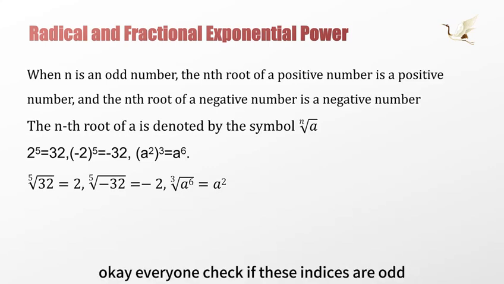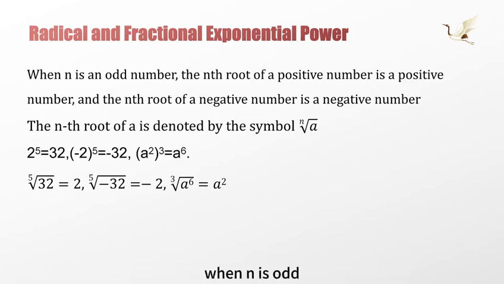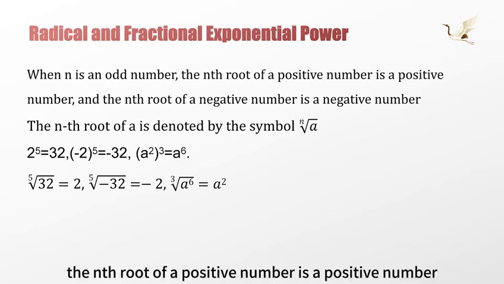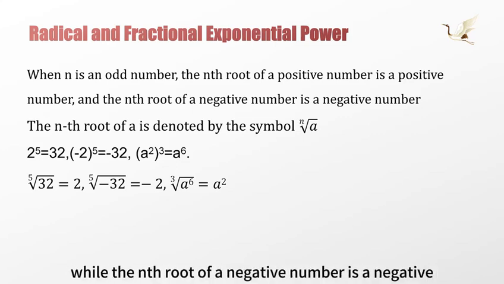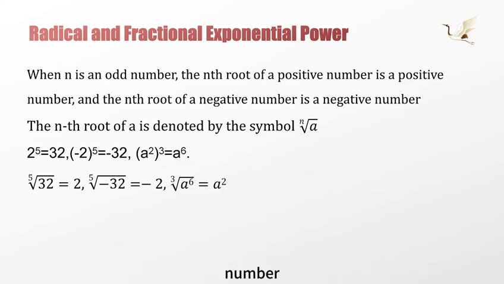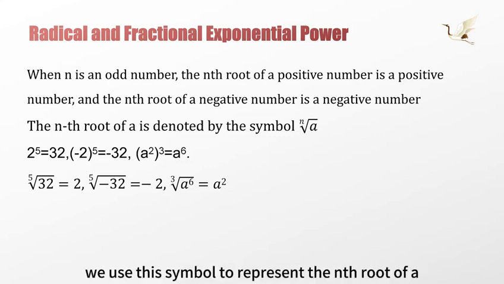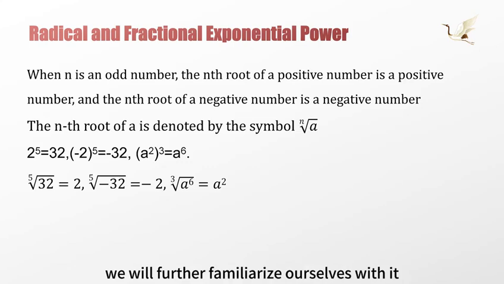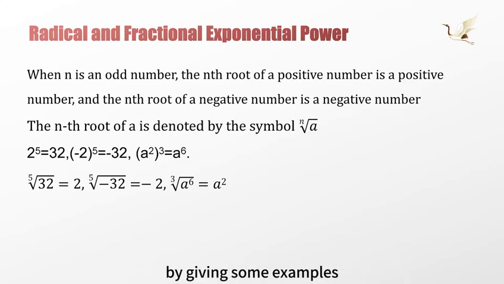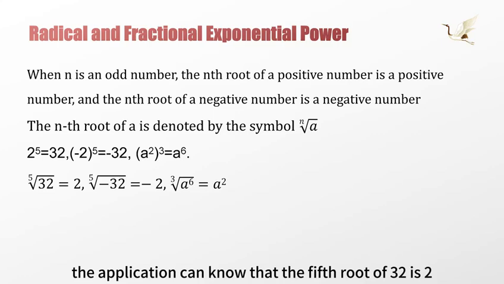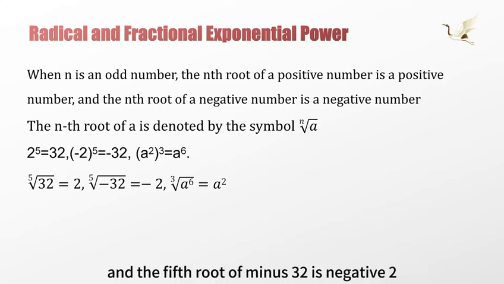Okay, everyone, check if these indices are odd. When n is odd, the nth root of a positive number is a positive number, while the nth root of a negative number is a negative number. We use this symbol to represent the nth root of a. We will further familiarize ourselves with it by giving some examples. We can know that the fifth root of 32 is 2, and the fifth root of negative 32 is negative 2. The cube root of a cubed is a.